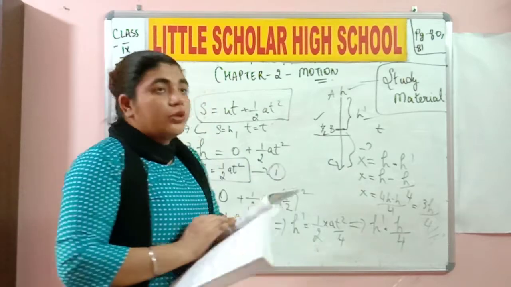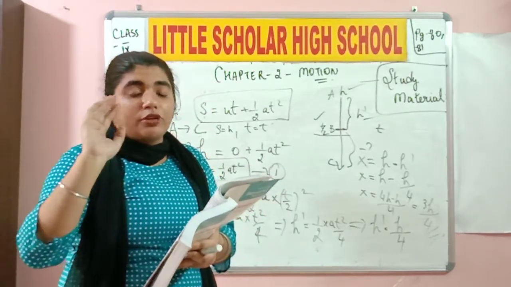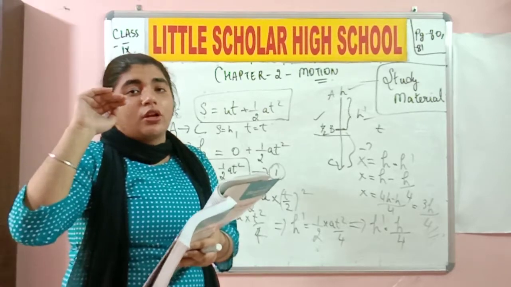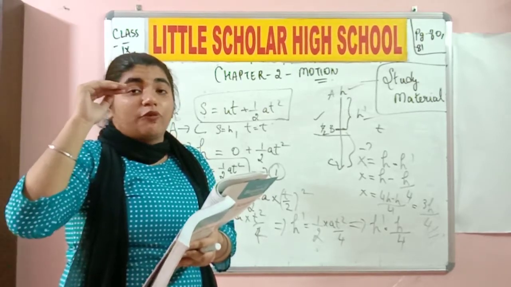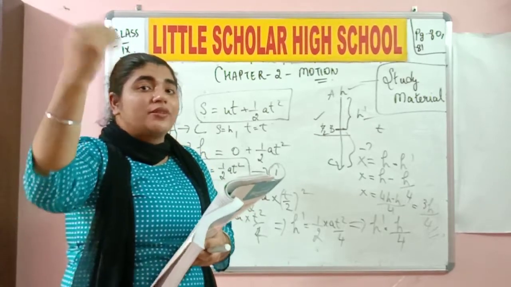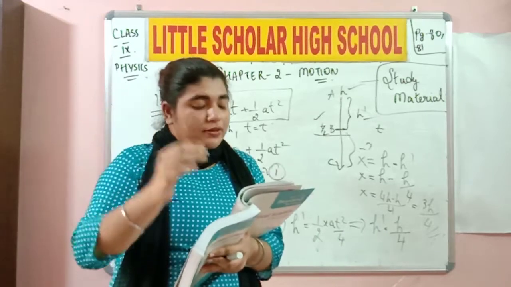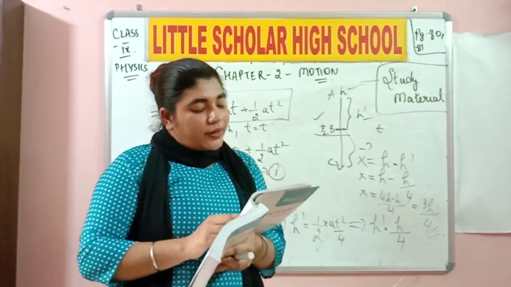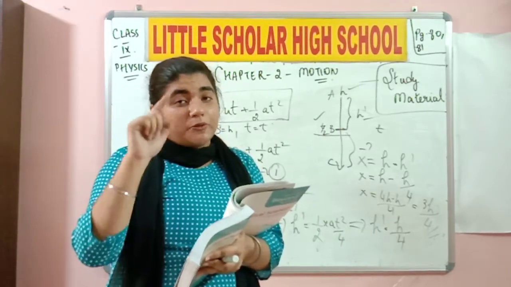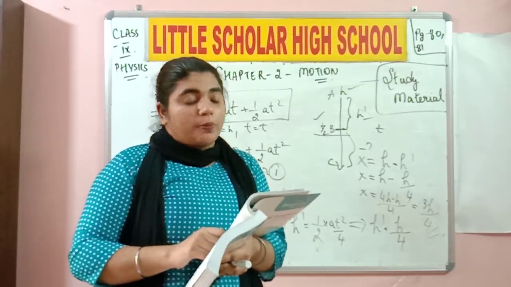20. I have told you the relationship between displacement and distance. Yes or no? Displacement is definitely going to be lesser than distance. Displacement is the shortest distance traveled. So displacement is going to be lesser than distance. So here, which of the following is correct? Distance by displacement is greater than 1 or greater than or equal to 1. So 20 is option B.